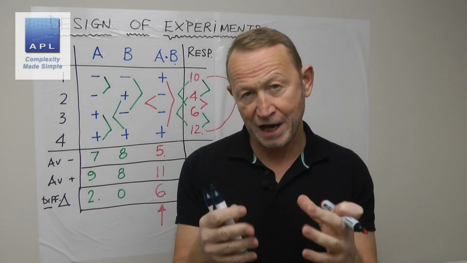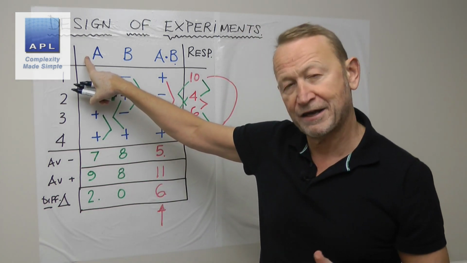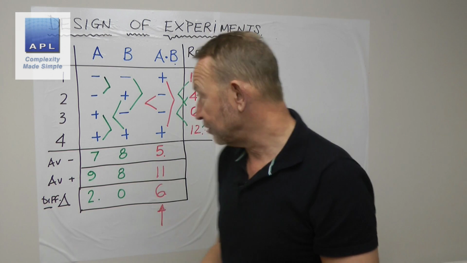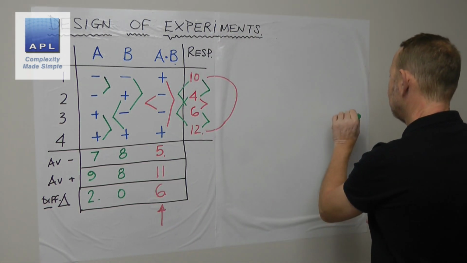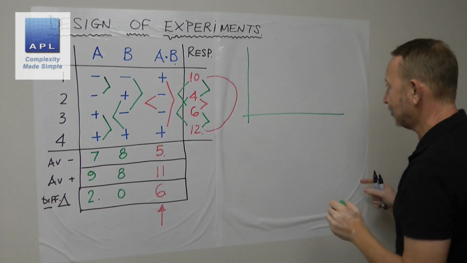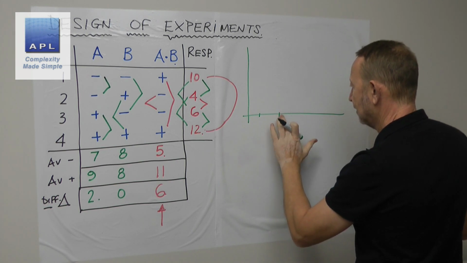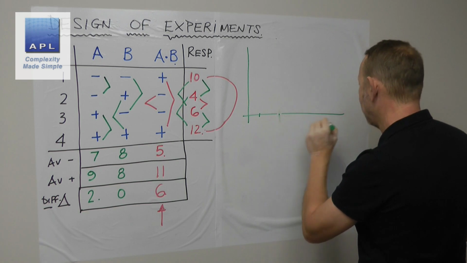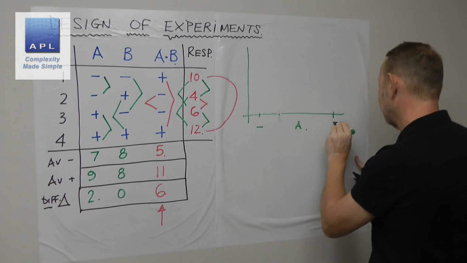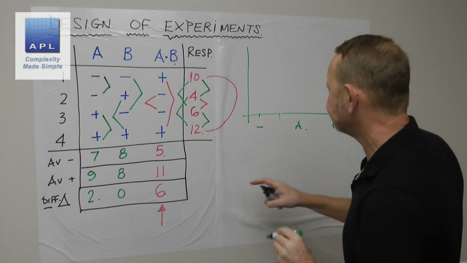In order to understand this, and in order to decide whether I can use it to turn A off, I need to draw a picture of it. So that's what we're going to do now. We're going to draw a picture of this thing. Let's get ourselves a little graph. Let's get some axes for the graph. What we're going to plot is A across the bottom, at the minus and at the plus.